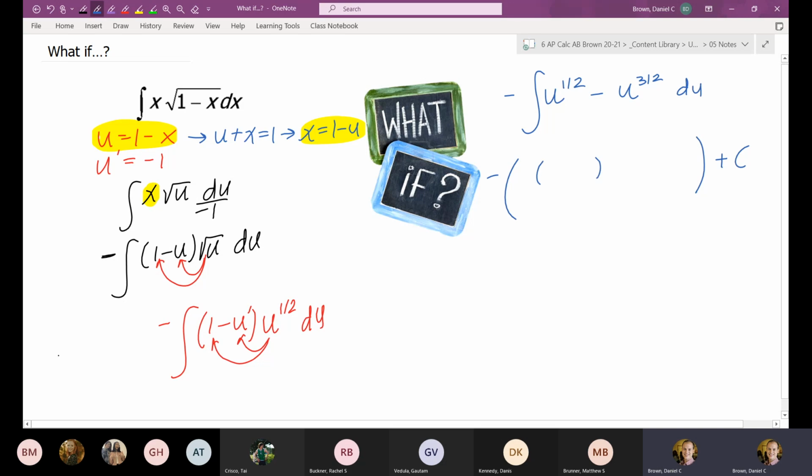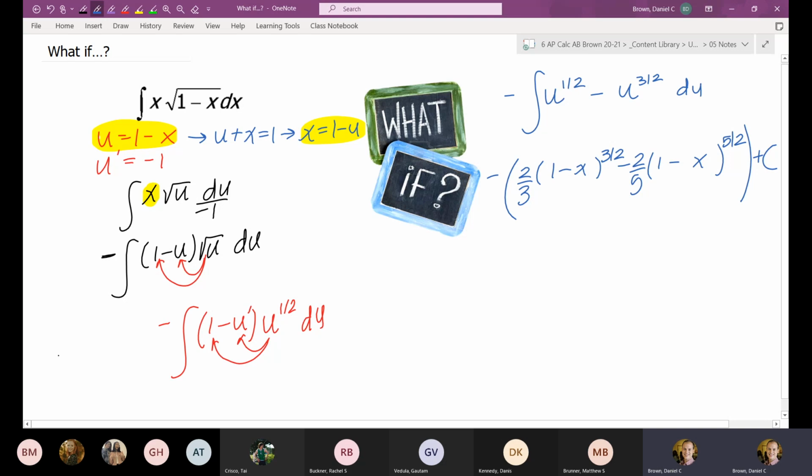u to the 1/2. 1/2 plus 1 is 3/2. Divide by the new exponent. Minus, u to the 3/2 plus 1 is 5/2. Divide by that new exponent. Don't forget my plus c and what u is equal to. It's fine if you leave your answer like that.